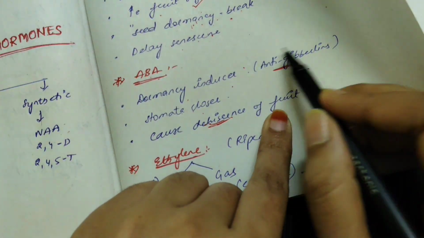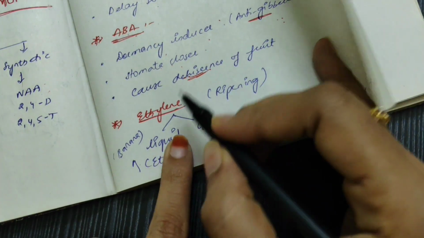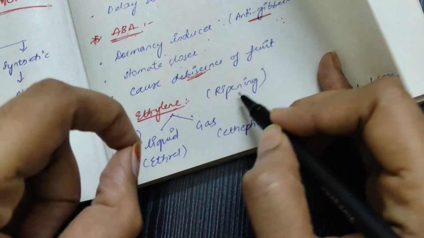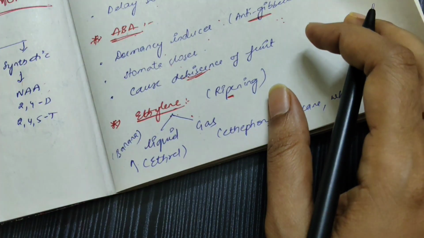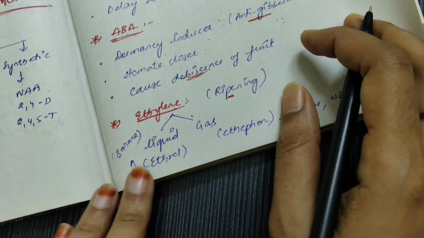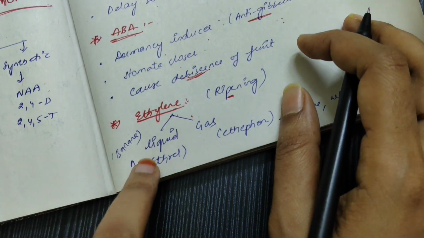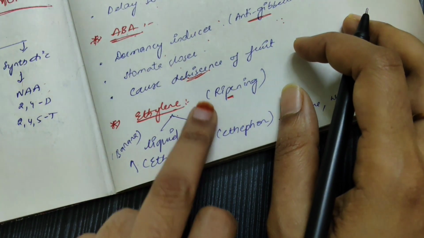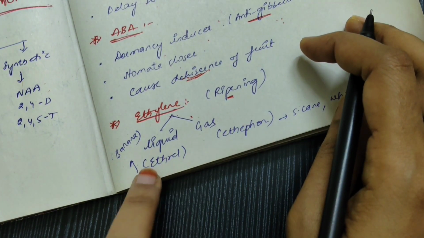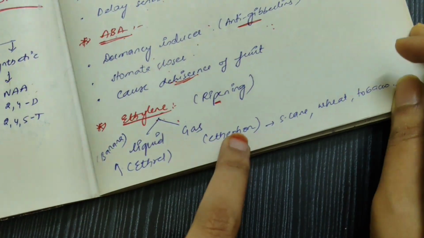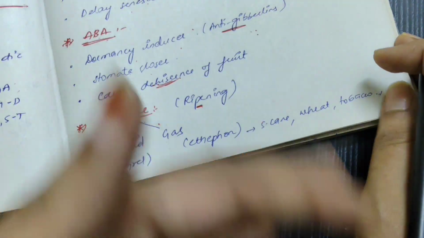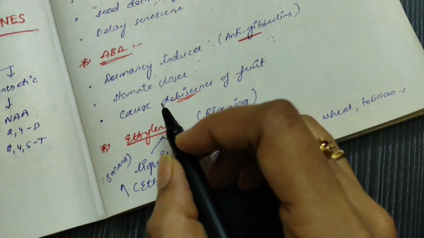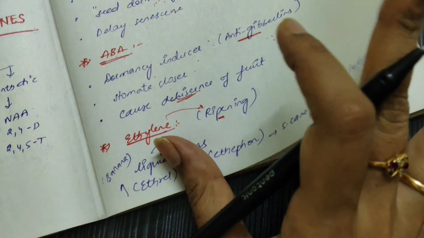So, anti-gibberellins. After that, ethylene. Whenever you see the word ethylene, you have to remember that it is a ripening hormone. Ethylene is called the ripening hormone. It has mainly 2 forms: liquid form and gas form. The liquid form is called ethrel, and the gaseous form is called ethephon. Ethrel is mainly used in banana; ethephon is mainly used in sugarcane, wheat, tobacco, and rice. So these are important. Ethylene means you have to remember that it is a ripening hormone.